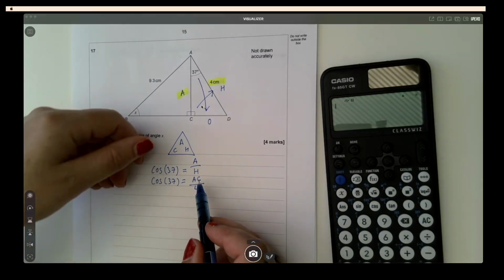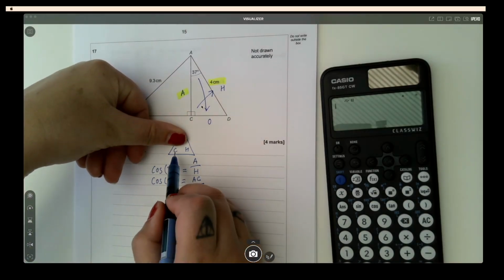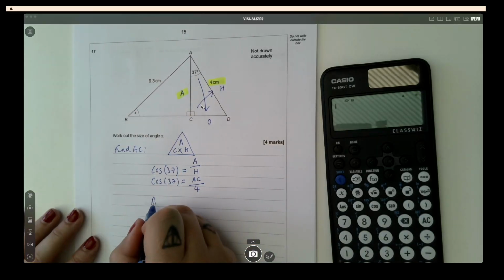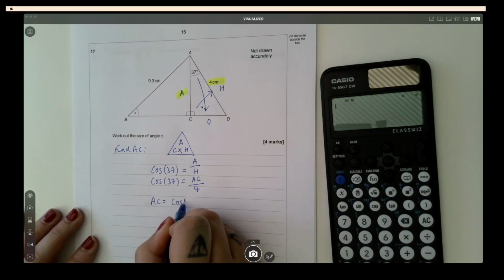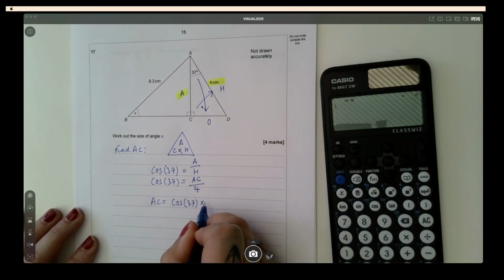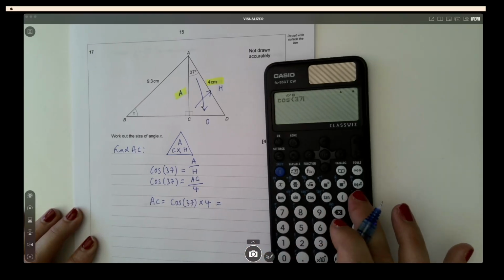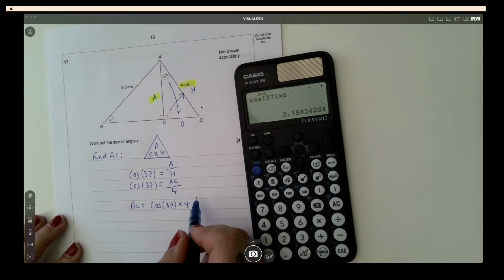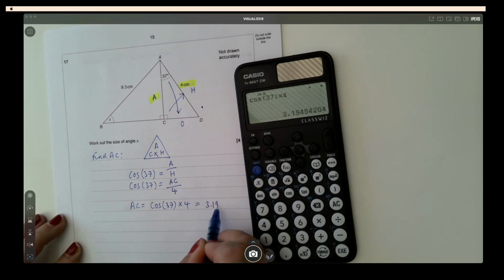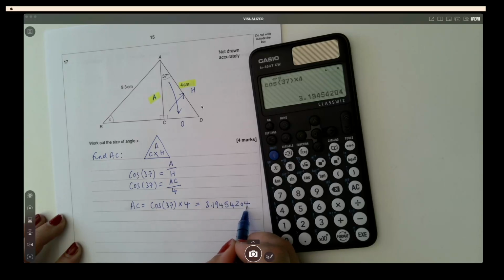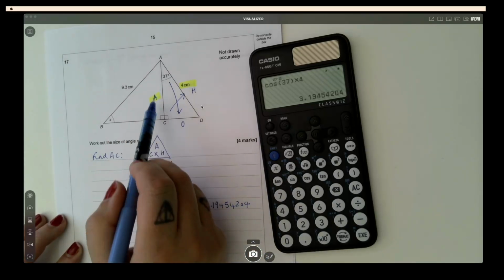Now, because I'm looking for the adjacent, if I cover that up in my triangle, I'm doing cos multiplied by the hypotenuse. So AC is equal to cos 37 multiplied by that 4, which is 3.19454204. So now I know what AC is.